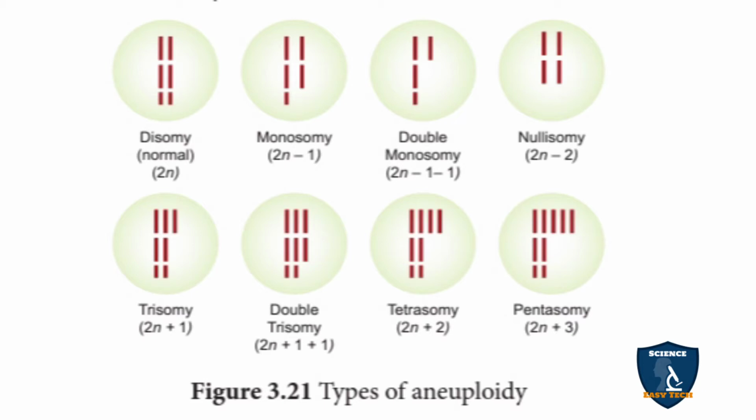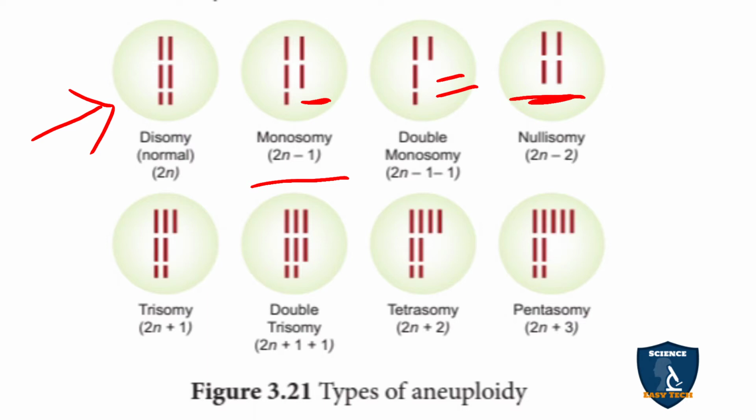First it is disomy, which is the normal condition. In monosomy you can see a single segment is removed from the disomy, that is monosomy 2n minus 1. In double monosomy you can see two parts: here one segment is removed and here one segment. So it is 2n minus 1 minus 1, two sets are removed. In nullisomy, in both the chromosomes, you cannot see the last segment here. Both sets are removed, that means 2n minus 2 is equal to 0.